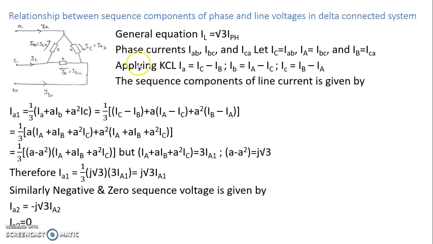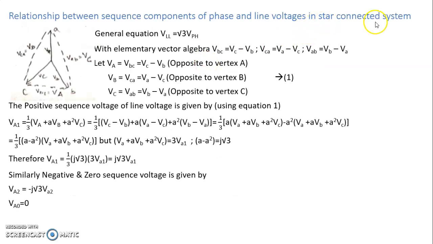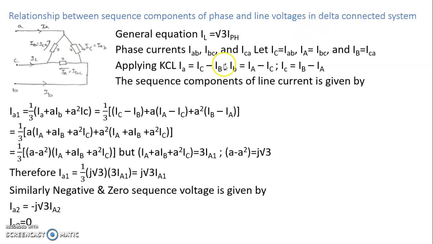Similarly, as we have discussed the star connected system, now we will discuss the delta connected system. In the delta connected system, we will have a change of current, whereas the phase voltage and line voltage will remain the same. The general equation of a line current is that the line current IL is root 3 times the phase current. It is a general equation.